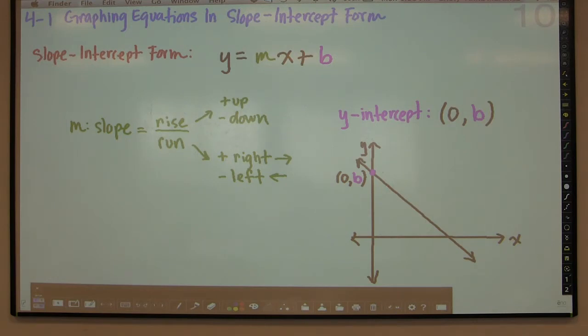We're going to be learning a couple of different forms in this chapter, and so one of the things that you need to know is when to use which form. And I will tell you right now that the use of slope-intercept form is for graphing.